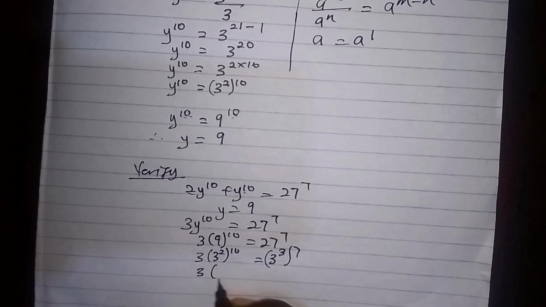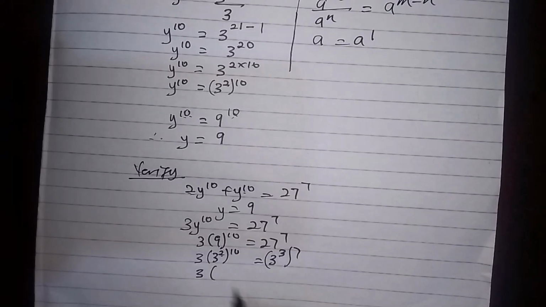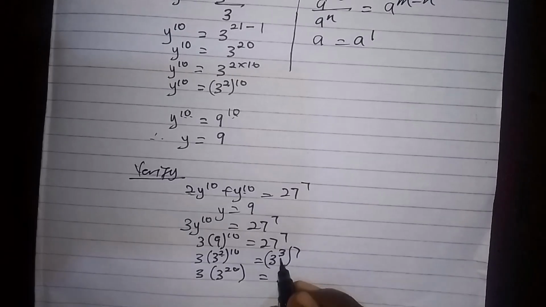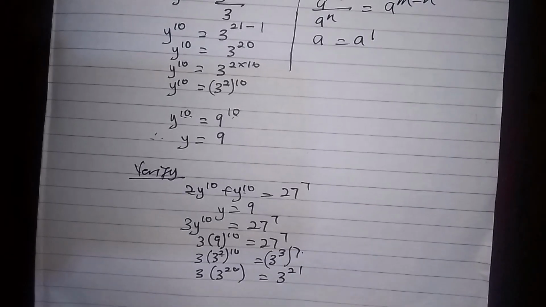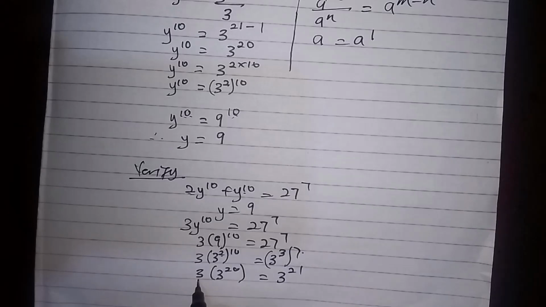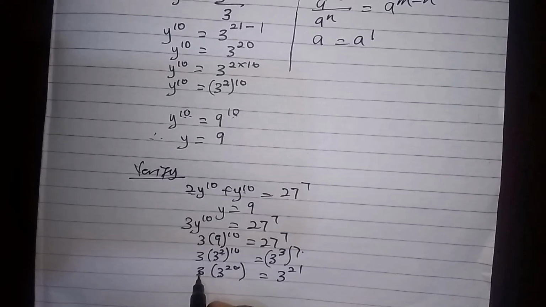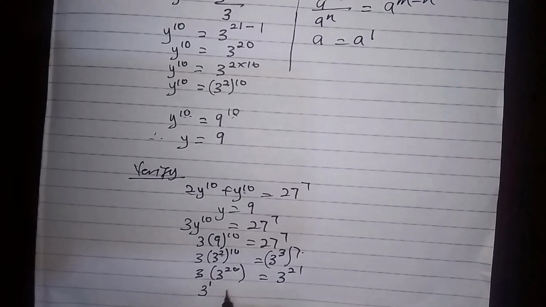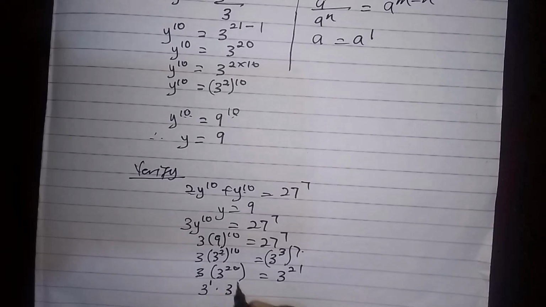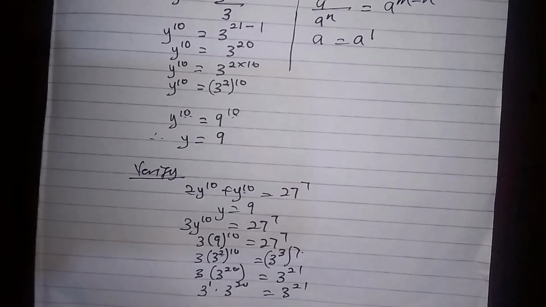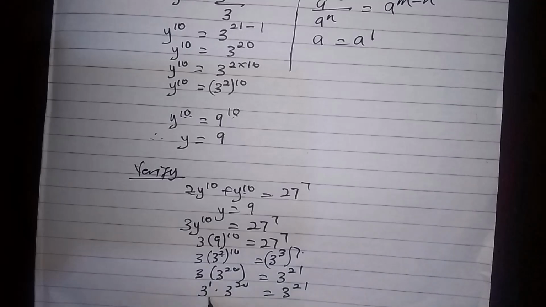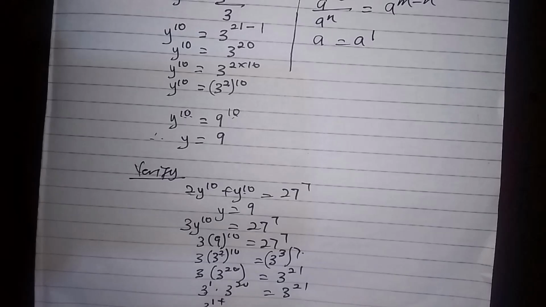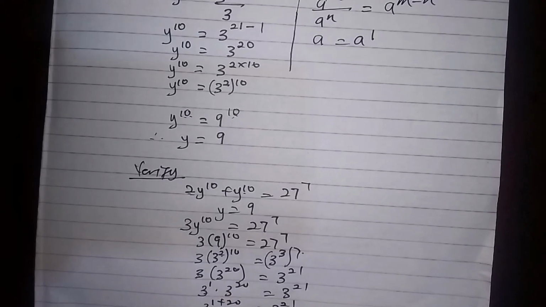Then 2 times 10 can multiply, giving us 3 to the power 20, equal to, likewise 3 and 7 can multiply, giving us 3 to the power 21. From this, I have 3 times 3 to the power 20. The first 3 has a power of 1, 3 to the power 1 times 3 to the power 20 is giving us 3 to the power 21. And by the laws of indices again, when they are of the same base and they are multiplying, 3 to the power 1 plus 20 equals 3 to the power 21.